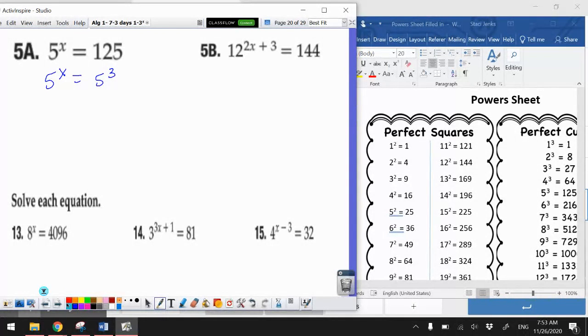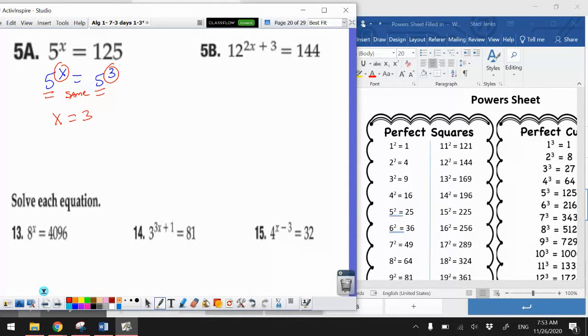Now this is what has to happen. I have to see that these are the same. As soon as they are the same, I can pull the powers out. So I'm going to pull out the x, I'm going to pull out the 3, and I'm done. X equals 3. It's finished.